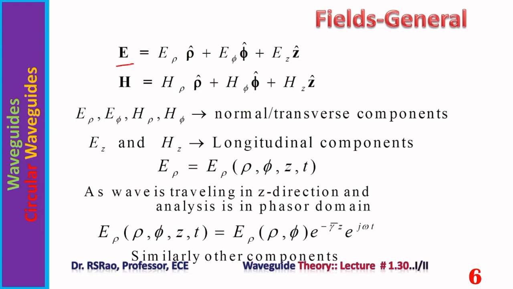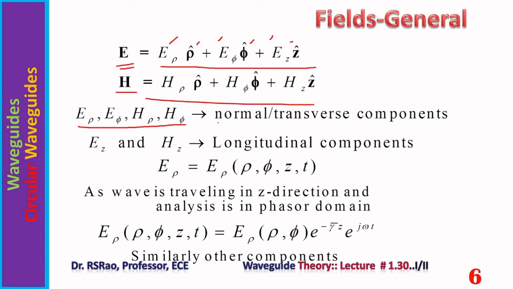In general, E is a vector quantity with 3 components: rho, phi, z. We are in a cylindrical system, therefore E rho, E phi, E z, with rho cap, phi cap, z cap as unit vectors. Similarly for H, the components are H rho, H phi, H z. Out of these 6 components, E rho, E phi, H rho, H phi are normal or transverse components, whereas E z, H z are longitudinal ones. They are parallel to the direction of propagation.